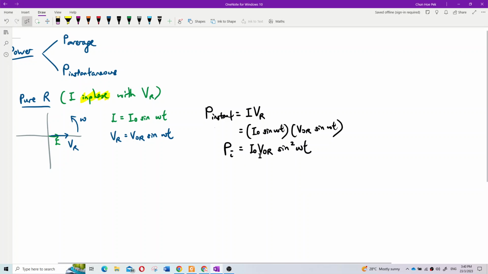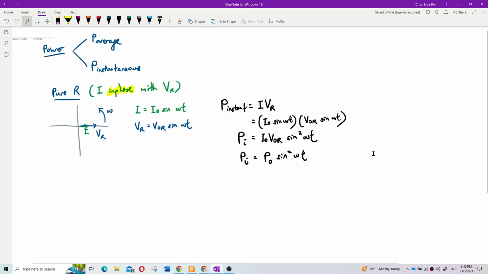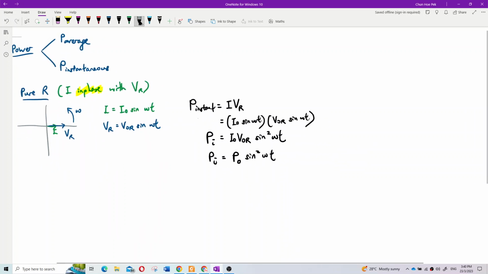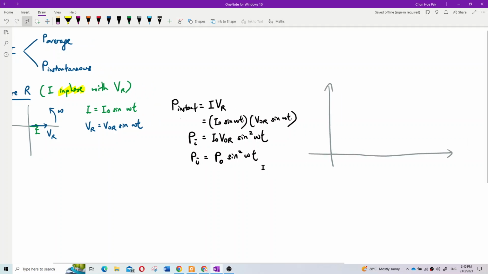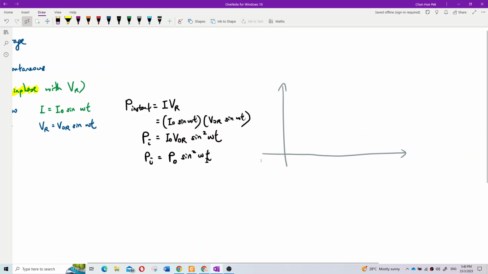So I naught multiply V naught R, you get the P naught. Peak current multiply peak voltage, so you get the peak power, the maximum power, times sine square omega t. So what is the graph for instantaneous power, class? What's the graph for instantaneous power? You see the sine square omega t graph. It's a sine square graph.